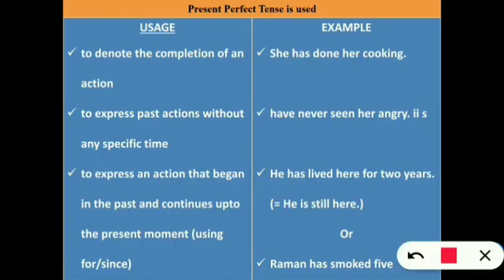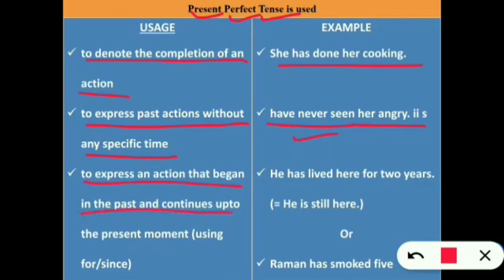Present perfect tense. Now present perfect tense is used to denote the completion of an action. She has done her cooking. To express past actions without any specific time: I have never seen her angry. To express an action that began in the past and continues up to the present moment using for or since: He has lived here for 2 years.